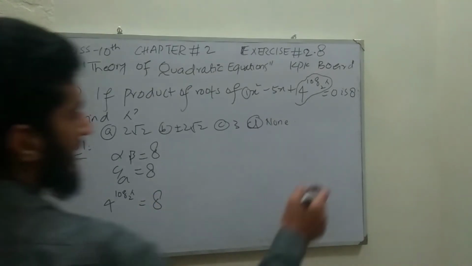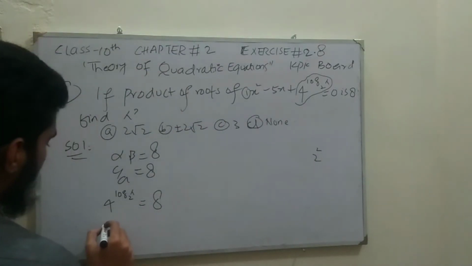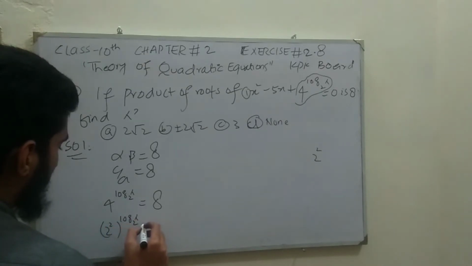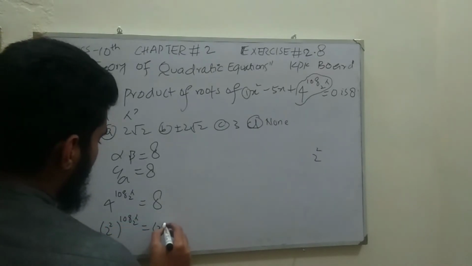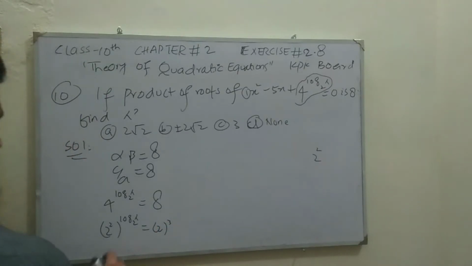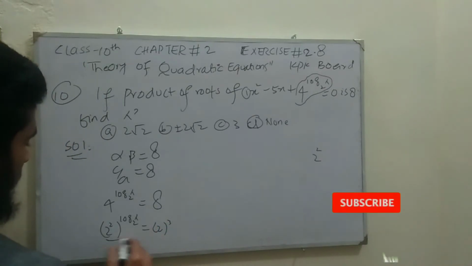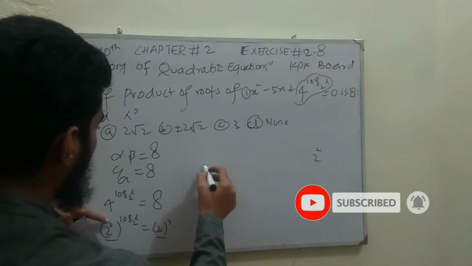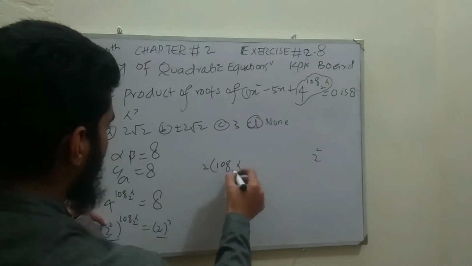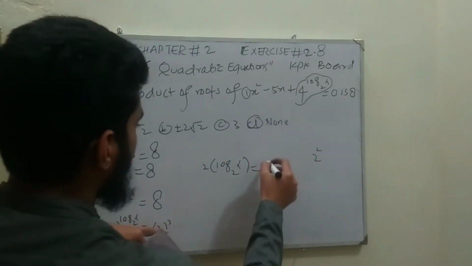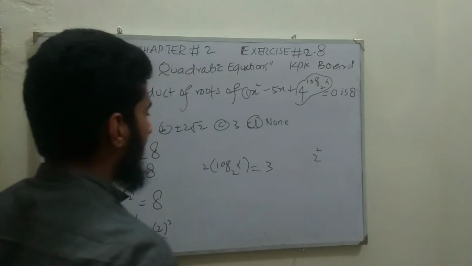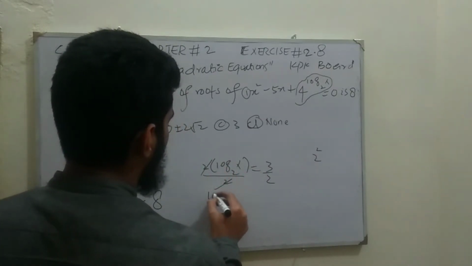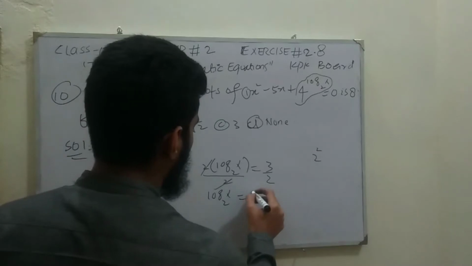We can write 4 as 2 power 2. So 2 power 2, power log of lambda to the base 2, is equal to 2 power 3. The base is the same on both sides, which is 2, so the powers will also be the same. So 2 times log of lambda to the base 2 is equal to 3. Dividing both sides by 2, log of lambda to the base 2 is equal to 3 over 2.